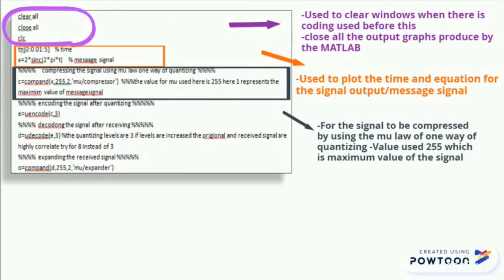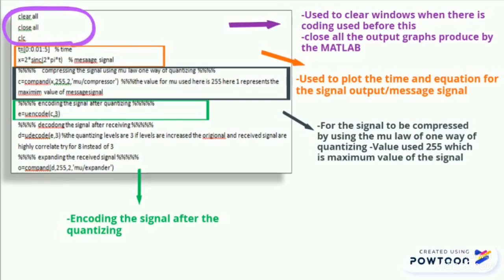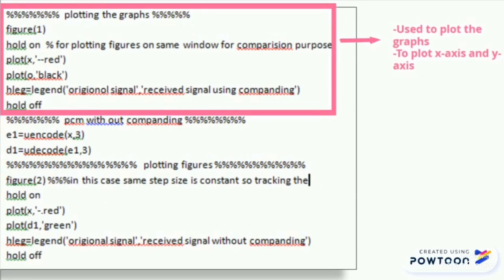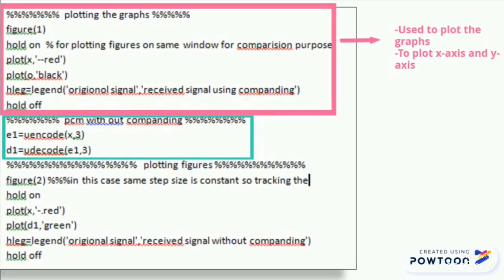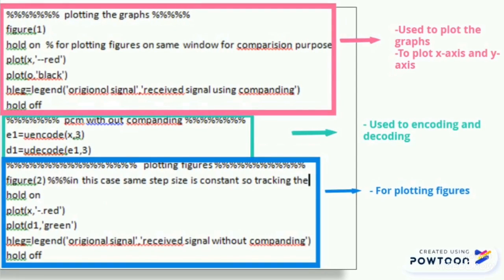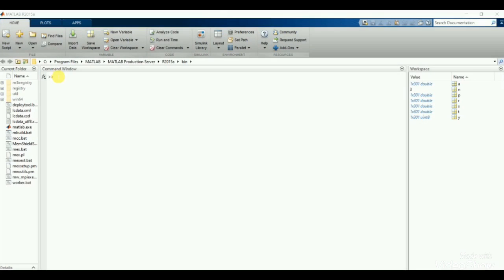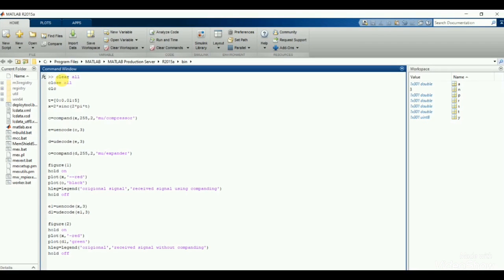Third, for the signal to be compressed by using the mu law, one way of quantizing values. Lastly is used to plot the graph, to plot x and y, and used for encoding and decoding. This is our MATLAB coding.